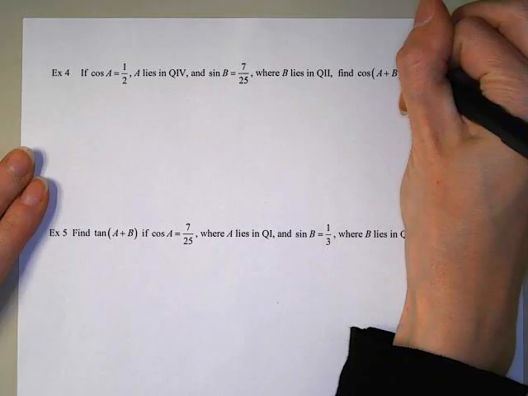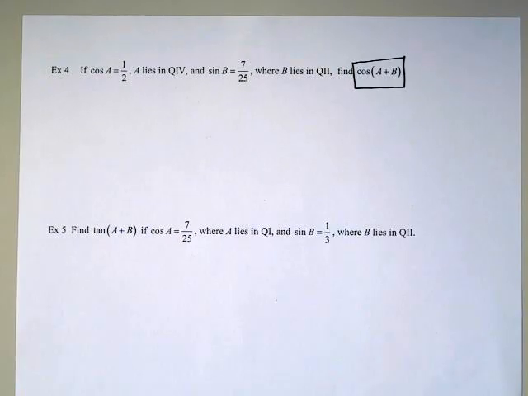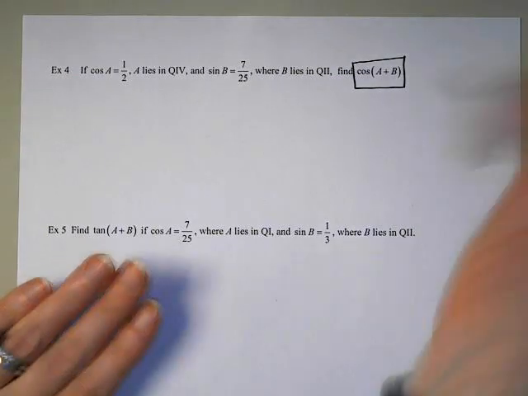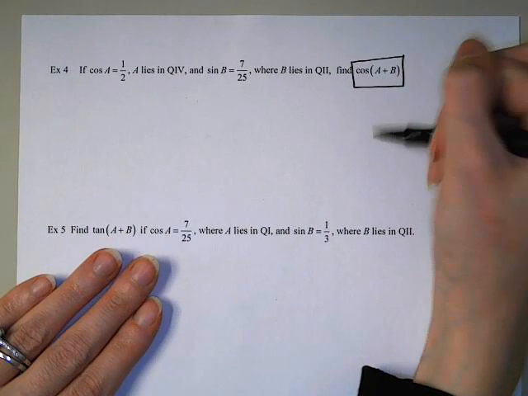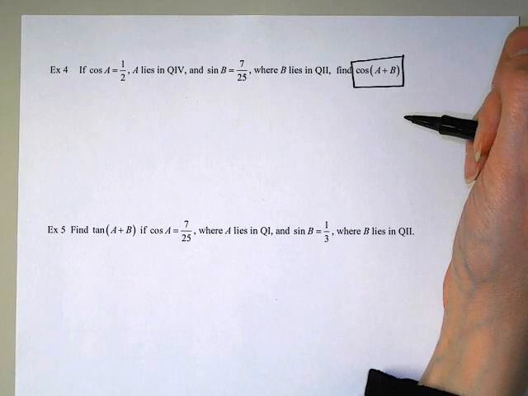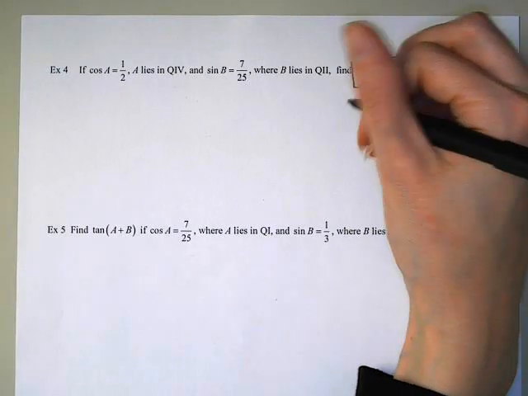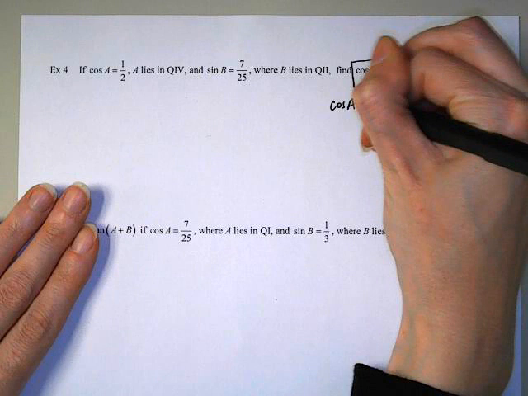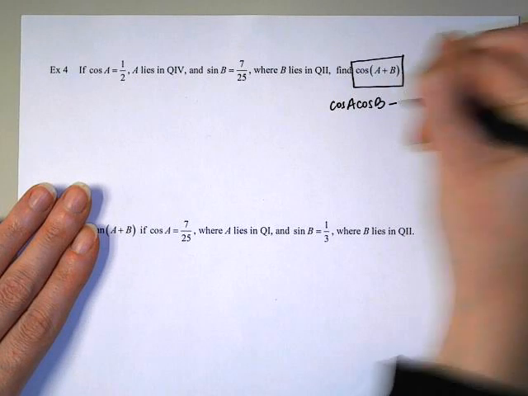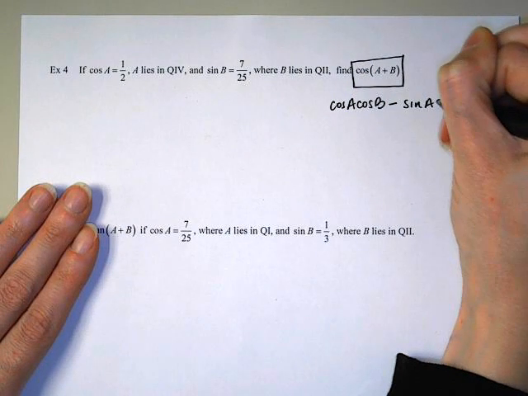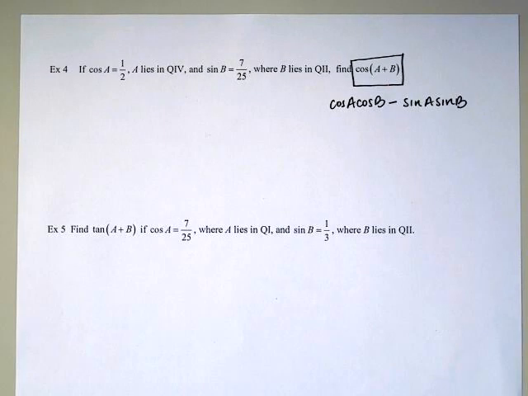they tell you they want cosine of A plus B, and we know that identity from the front page. Let's just write it out. So cosine is cosine, cosine, sine, sine. All right, so it's going to be cosine A, cosine B, but opposite sine A, sine B. And now we just need to find all those things.